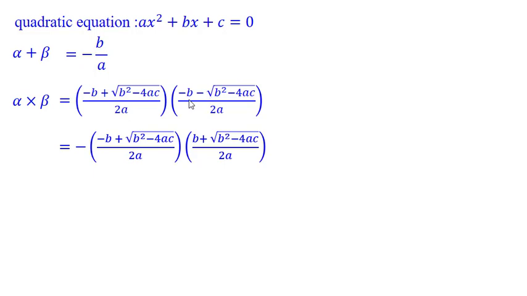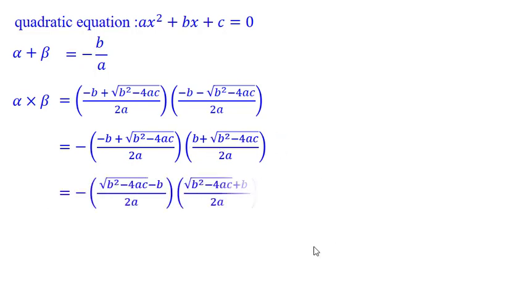When I take minus common from the second bracket, in the first bracket it will remain as it is, that is minus b plus root b square minus 4ac upon 2a, and in the second bracket I have b plus root b square minus 4ac upon 2a. Now I can rearrange these two terms a little bit, like instead of minus b plus root b square minus 4ac, I will say root b square minus 4ac minus b whole divided by 2a into root b square minus 4ac plus b upon 2a. Now why have I done that? So that I can get the formula like a minus b into a plus b.